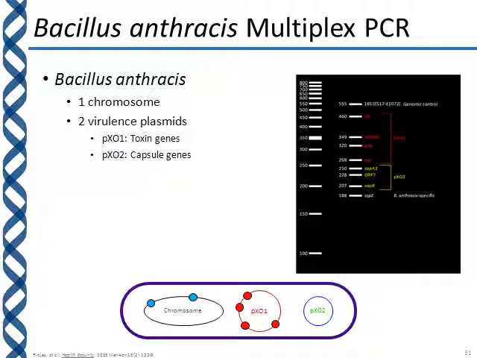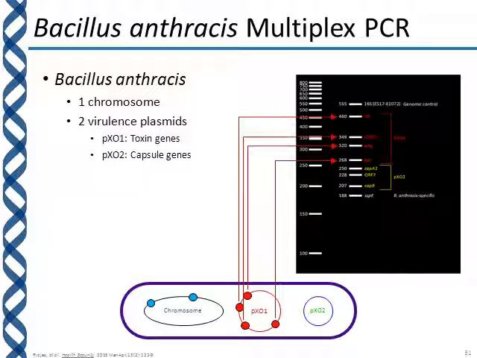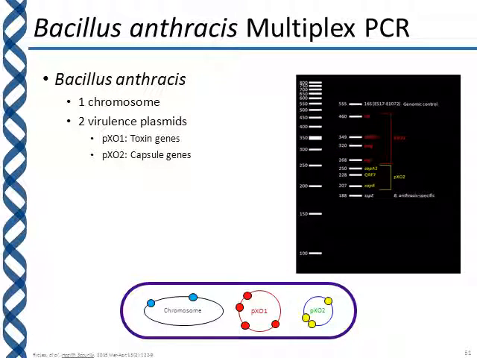Then we have 4 targets on pXO1. These are the 3 toxin genes and 1 control gene. They all have different amplicon lengths. And the 3 targets on pXO2, 2 of them being the capsule genes, 1 being another control gene, all have different amplicon lengths as well. And so you end up with this nice 9 amplicon sort of distribution of the different products. And so you're able to tell whether it has pXO1, whether it has pXO2, and whether it is Bacillus anthracis. And this is a PCR that I designed at work at my main job.